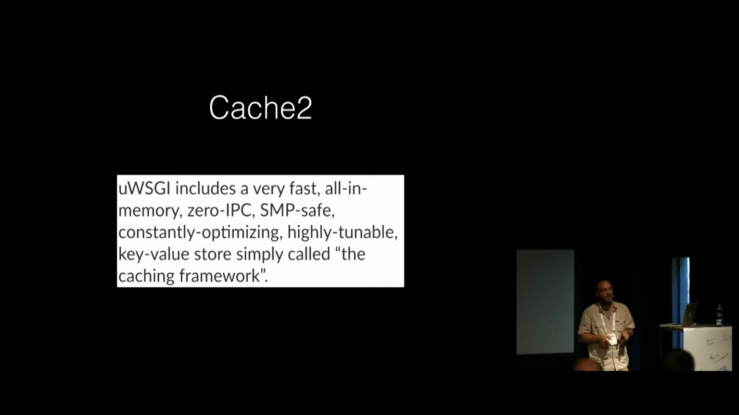uWSGI does provide cache synchronization over UDP, but it's slow, and it's the same as with the UDP jokes. You might not get it.